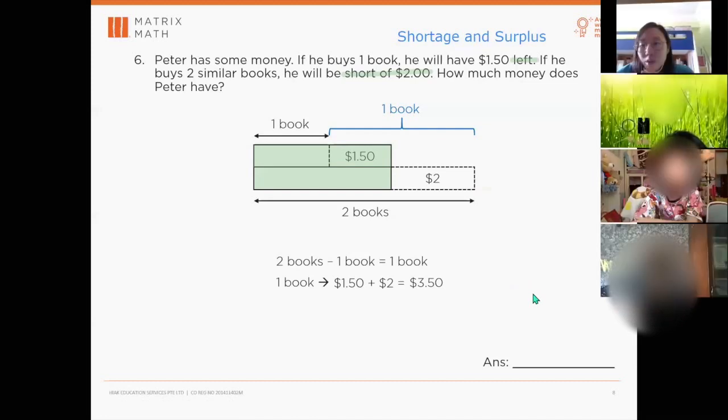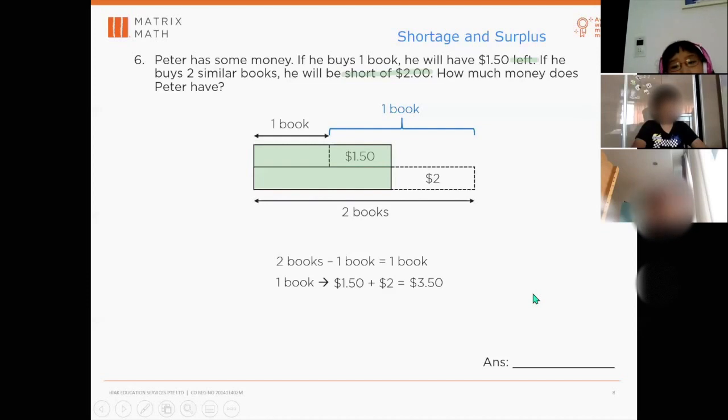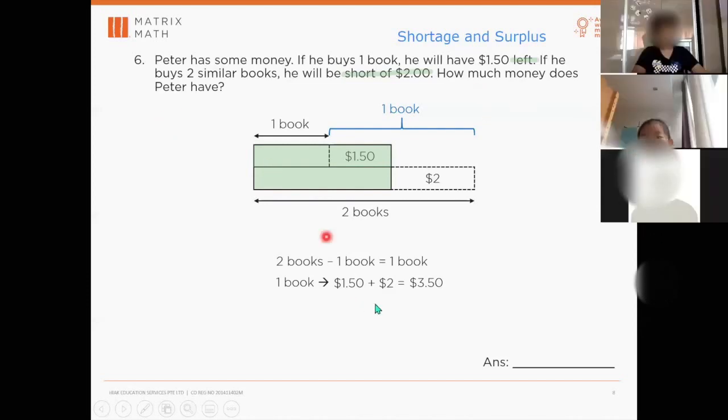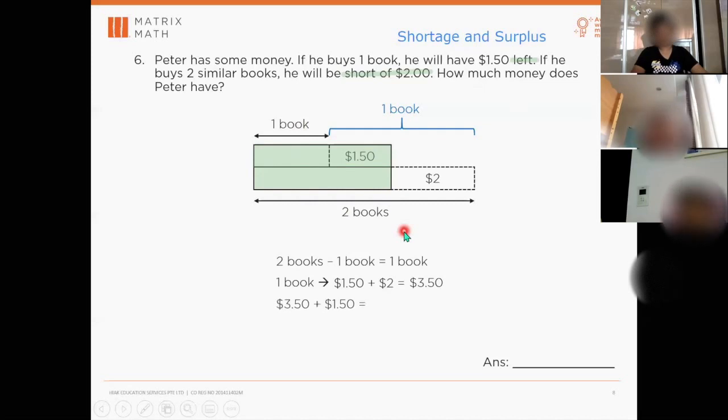Kayla, now I want to find out how much money Peter has. I already have the cost of one book. What do you think I should do after this? Plus another $1.50. Very good. The cost of one book plus another $1.50 here. So Peter will have $5. So $5 will be your answer.